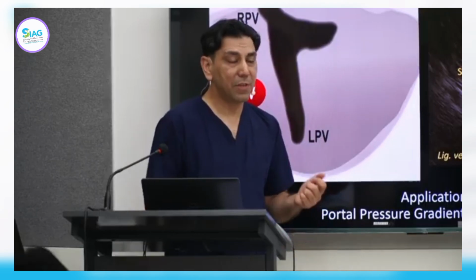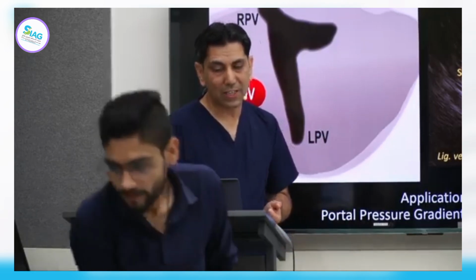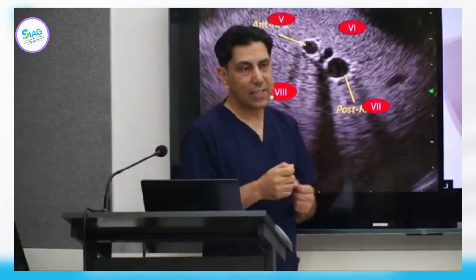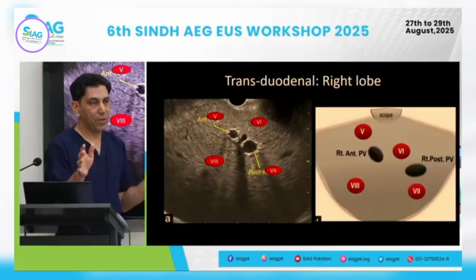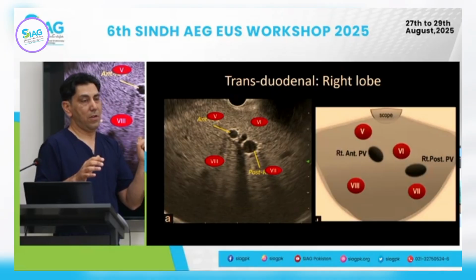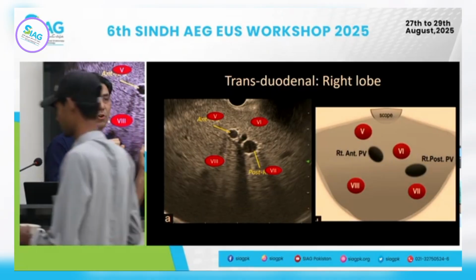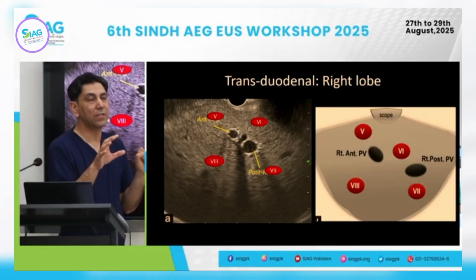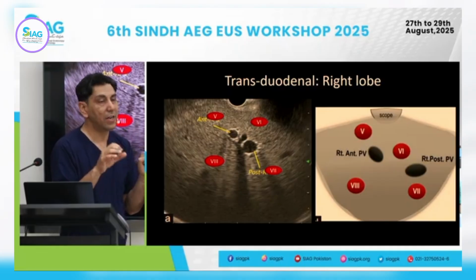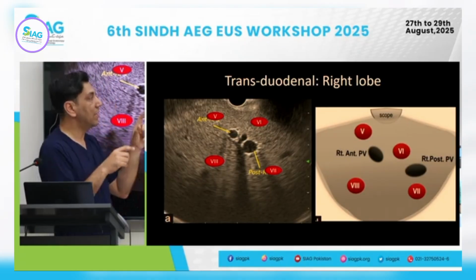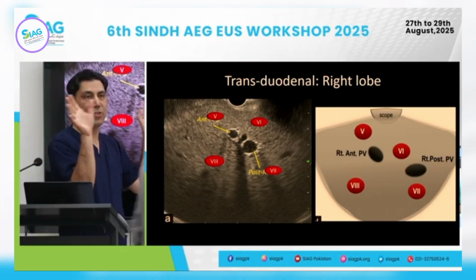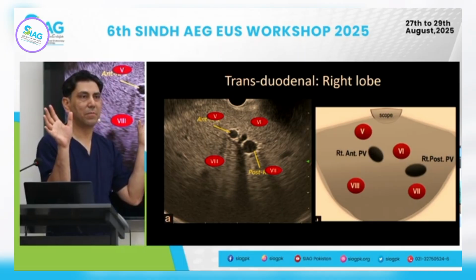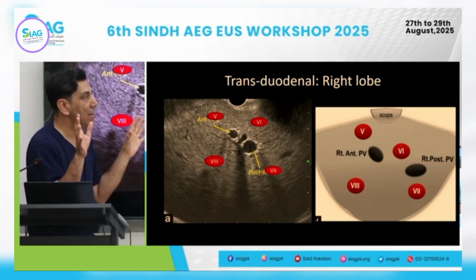In some cases you may have to advance the scope a little at this stage. You should see this branching. In some cases, especially if there is ductal compression or dilatation, you may see a lot of intrabiliary radicals, some branches which may be prominent, and it may become tricky. This happens very quickly, and then suddenly so many branches appear, which can make it difficult.